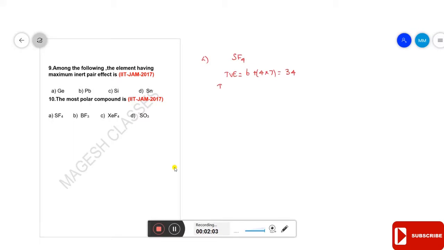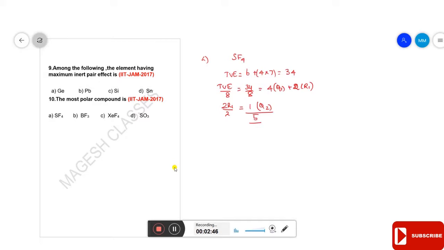The total valence electrons are divided by 8. So 34 by 8: 4 eights are 32, the quotient is 4 and the remainder is 2. The remainder 2 is again divided by 2, which is equal to 1. So if the total valence electrons are higher than 8, you divide the value by 8, and if less than 8, you divide the value by 2. So the total quotient is equal to 5.